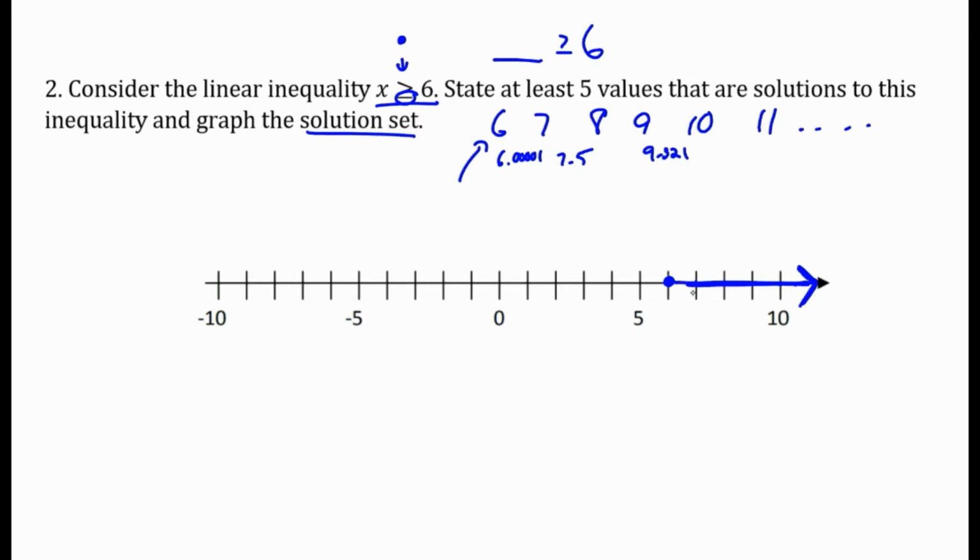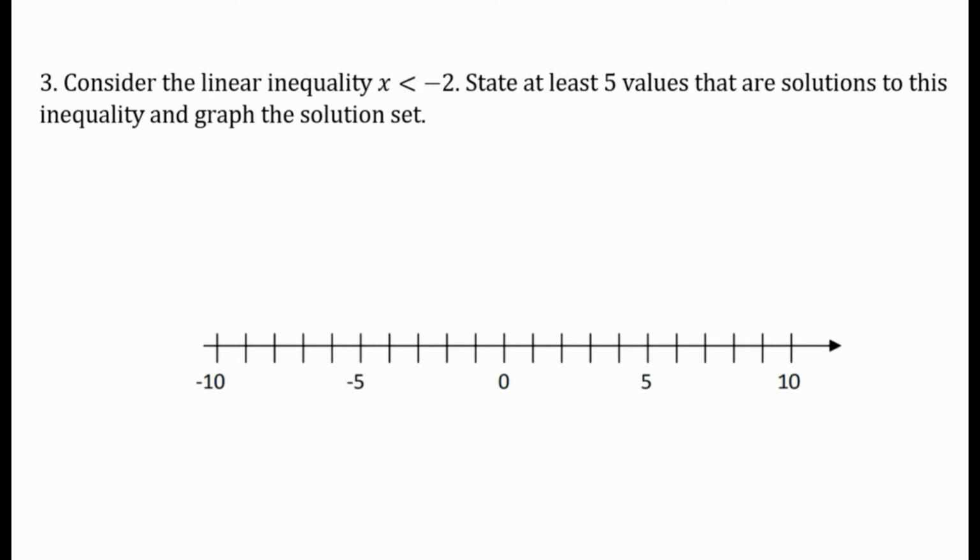So we include 6, 6 is included, and then any number bigger than it, we're going to go to the right. Notice that all the numbers to the left of it are not in the solution set. So any number bigger than 6 is in the solution set. Because I had that equal to, 6 is a solution, 6 is greater than or equal to 6 is true, it gets a closed circle.